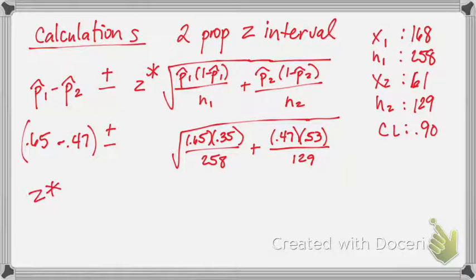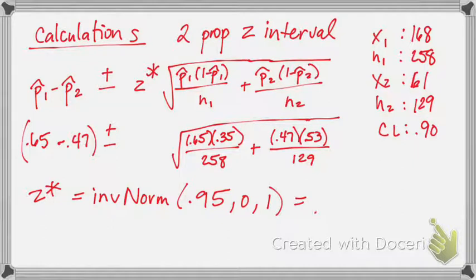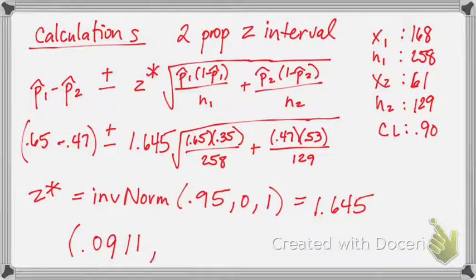And Z star is going to be inverse norm of, if it's a 90% confidence level, inverse norm of what? Good. And you get 1.645. You might already have them memorized. And then your interval, I'm going to go out 4 decimal places, is 0.0911, 0.2655.